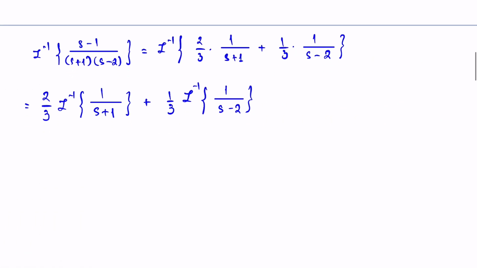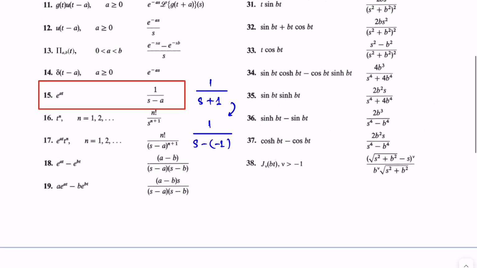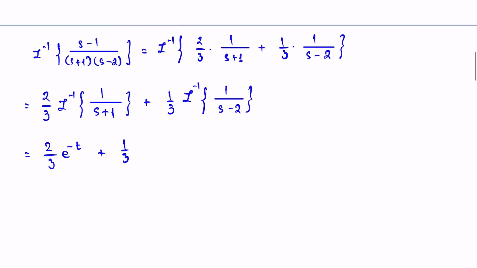So this gives me 2/3 times e to the negative 1 times t, which is e to the negative t, plus 1/3 times the inverse Laplace transform of 1 over s minus 2. So 1 over s minus 2. Right. So you already have the subtraction in the denominator. You have s, and a is going to be equal to 2 in this case. Therefore, the inverse Laplace transform of 1 over s minus 2 is e to the 2t. This is 1/3 times e to the 2t.